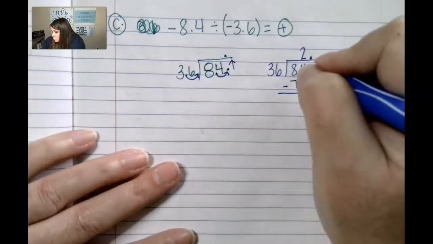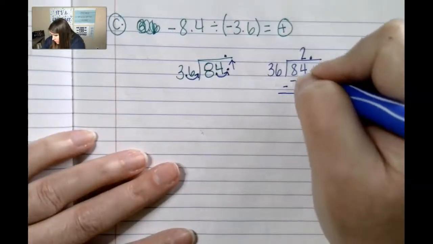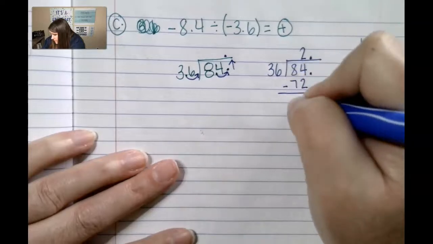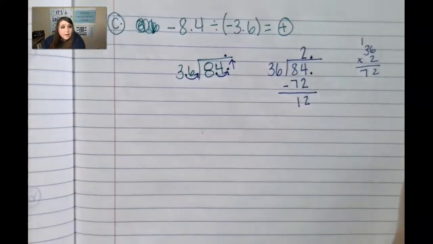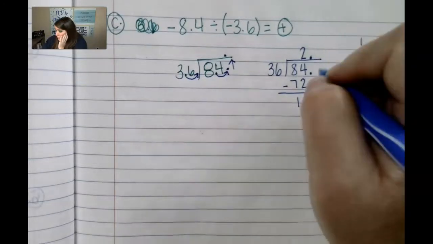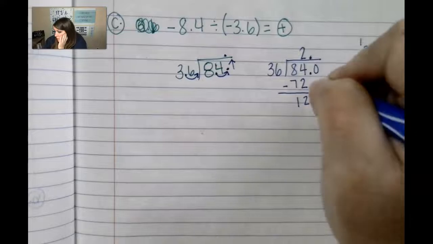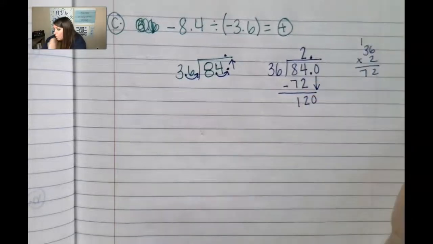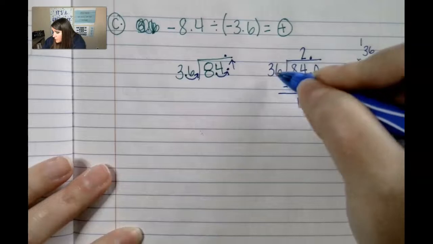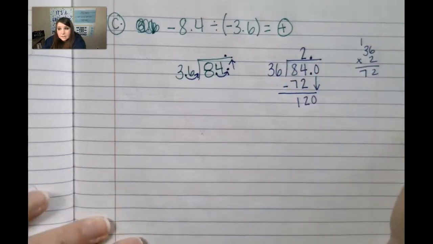Now I'm just going to subtract. So 4 minus 2 is 2. And 8 minus 7 is 1. So I have a remainder of 12. I'm going to add zeros until I can try to get this to disappear. So here's a 0. I'm going to drop that down. It's 120. So now I have 120 divided by 36.